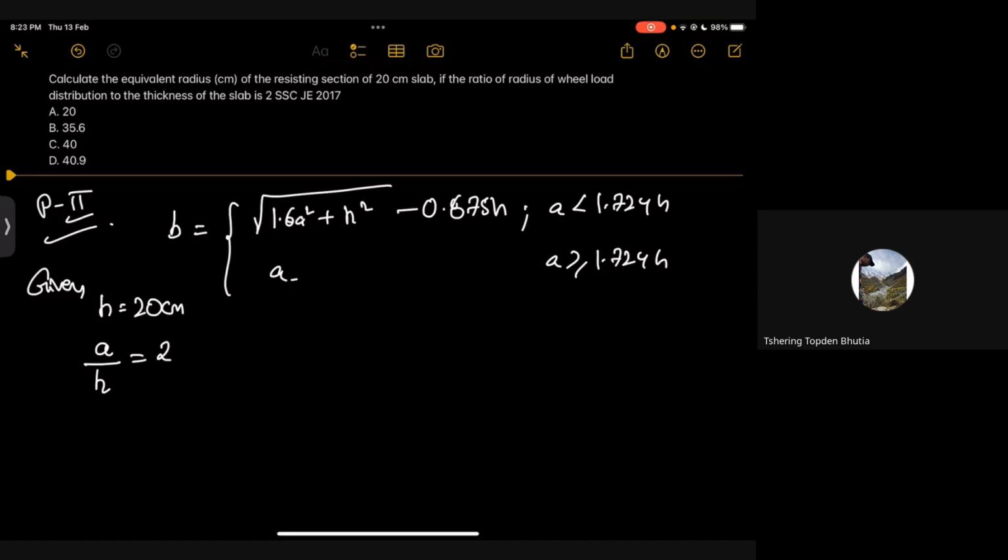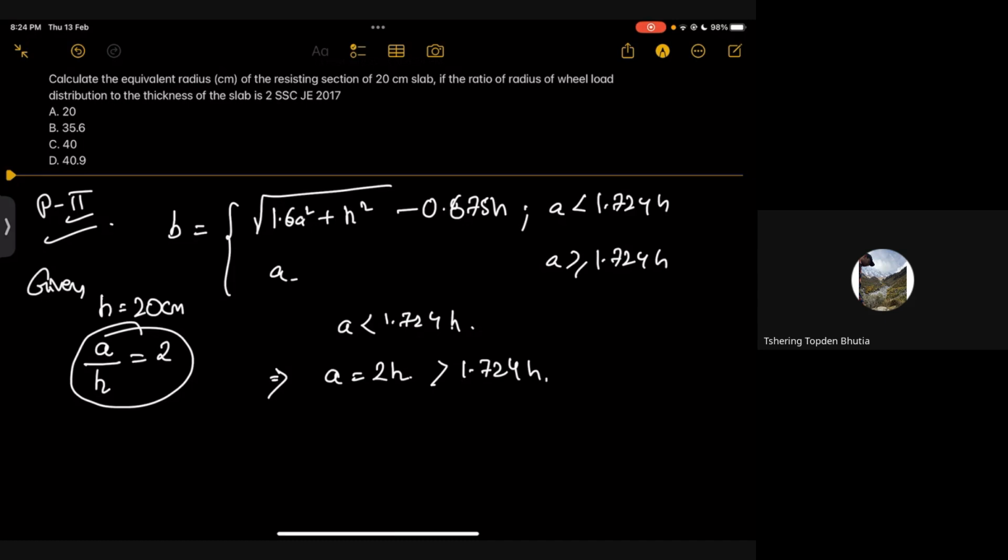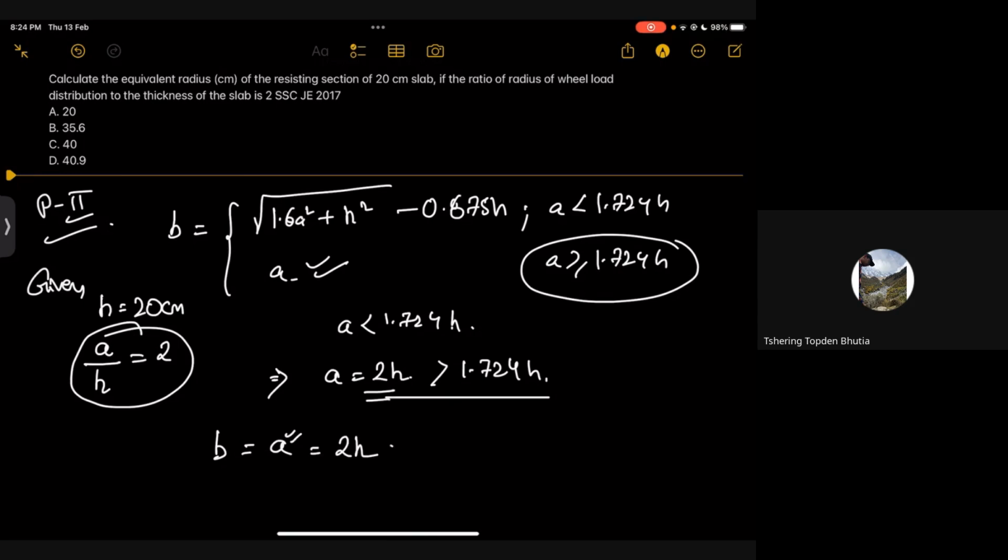So please concentrate guys. First is whether A is less than 1.724h. Here, cross multiplying, A is equal to 2h. So is 2h greater than 1.724h? Is it, guys? If so, please give me a thumbs up. Yes, awesome. So this greater-than-or-equal case will be used. So our B is equal to A. A is 2h according to the question, so 2 into h. The value of H is given to us.